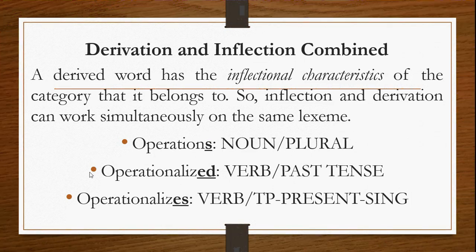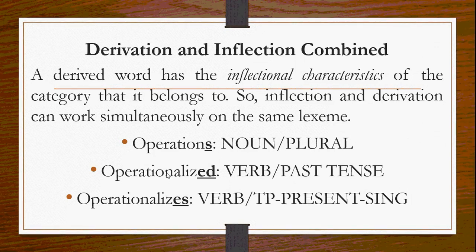In the other case, operationalize. Operationalize comes from operational, right? Operational is an adjective, and it transforms into a verb, to the verb operationalize. Because it is a verb, it can take past tense. And lastly, with the same verb operationalize, because it is a verb, it can take third person, present, and singular.